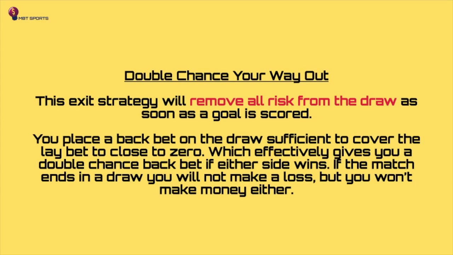This exit strategy will remove all risk from the draw as soon as a goal is scored. You place a back bet on the draw sufficient to cover the lay bet to close to 0, which effectively gives you a double chance back bet if either side wins. If the match ends in a draw, you will not make a loss, but you won't make money either.